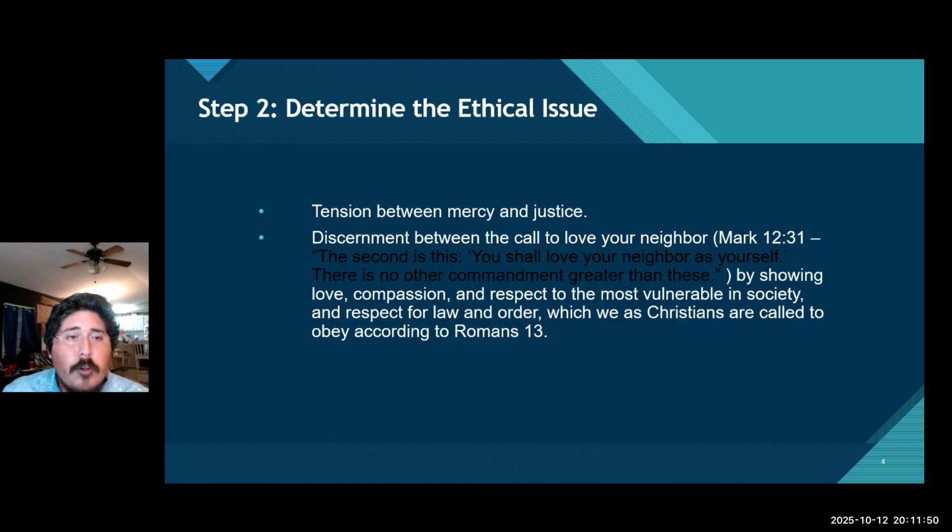Step two: here we determine the ethical issue. The ethical issue regarding this topic is that there can be tension between mercy and justice. In other words, we have to discern between the call to love our neighbor by showing love, compassion, and respect to the most vulnerable in society, and respect for law and order, which we as Christians are also called to obey, according to Romans 13.